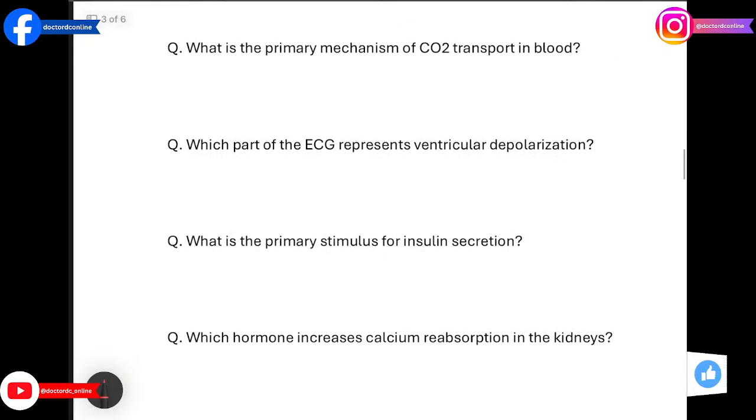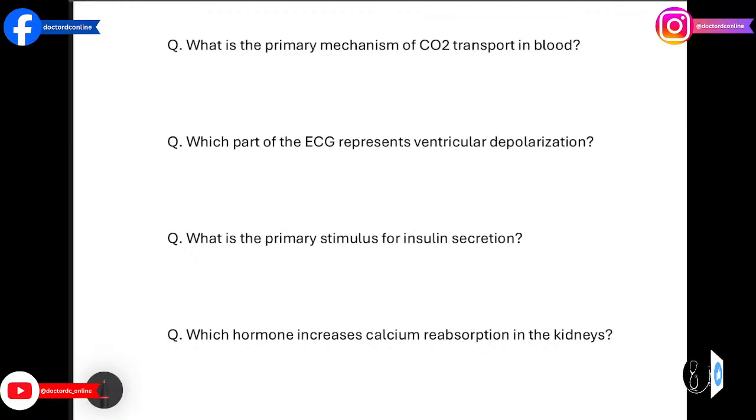The next question is, what is the primary mechanism of CO2 transport in blood? And the answer is bicarbonate ions. Carbon dioxide is converted to HCO3 in red cells and carried to the lungs.